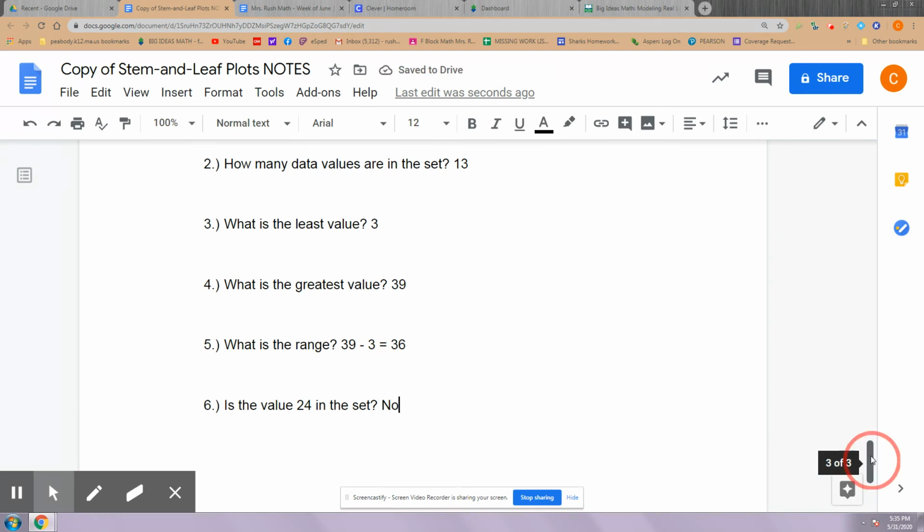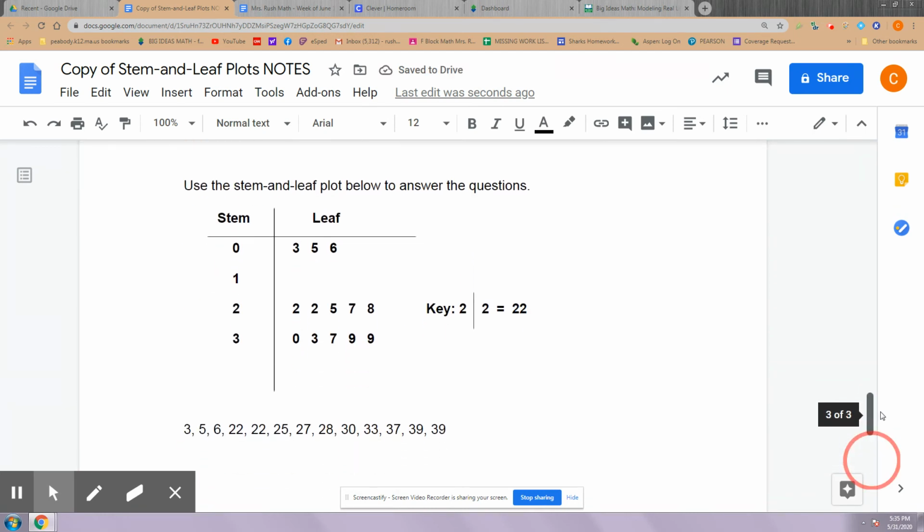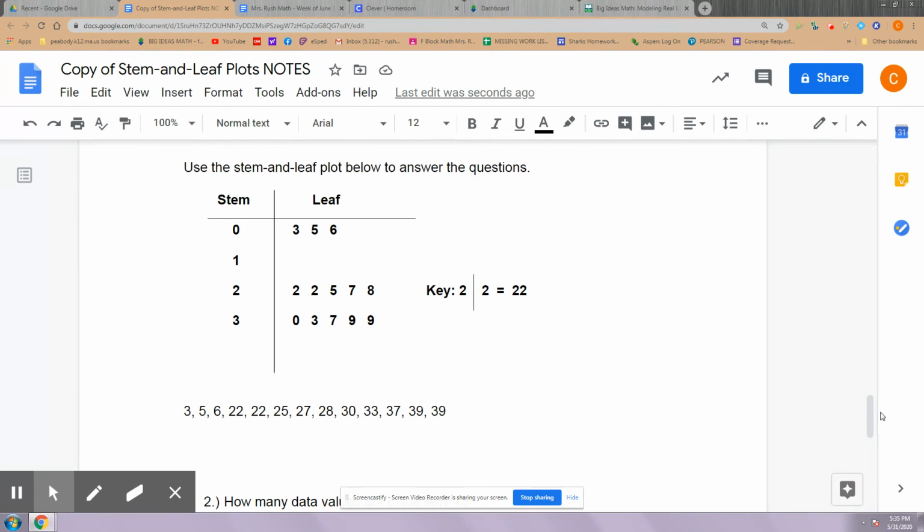Hey guys, that is how you would look at a stem and leaf plot that they provide or give to you and answer questions about it.